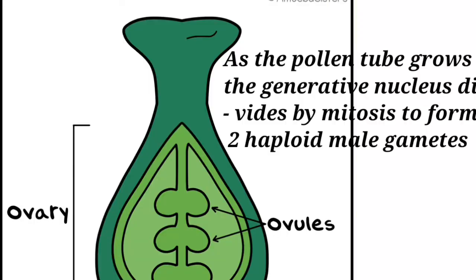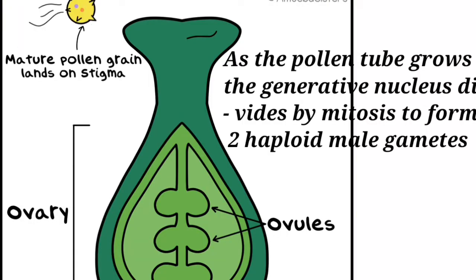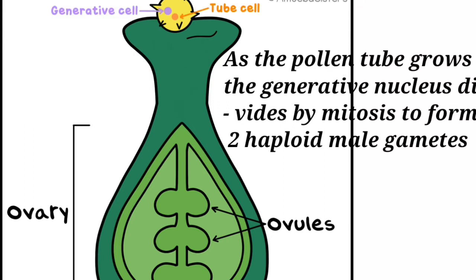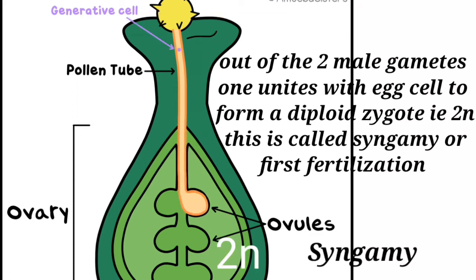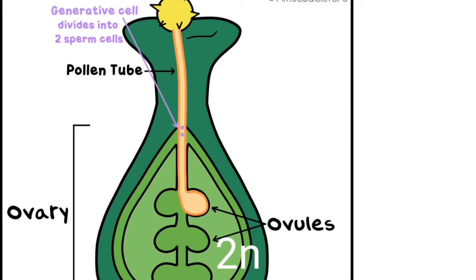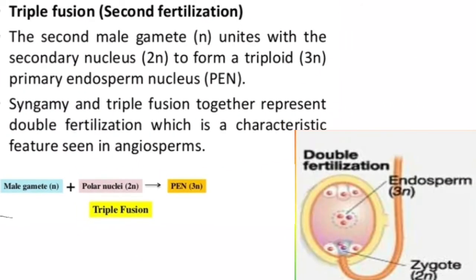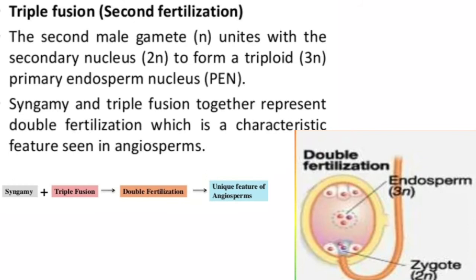As the pollen tube grows, the generative nucleus divides by mitosis to form two haploid male gametes. Out of the two male gametes, one unites with the egg cell to form a diploid zygote, that is 2N. This is called syngamy or first fertilization. The next is the triple fusion or second fertilization. The second male gamete unites with the secondary nucleus, that is 2N, to form a triploid 3N primary endosperm nucleus. We call it PEN. Syngamy and triple fusion together represent double fertilization, which is a characteristic feature seen in angiosperms.